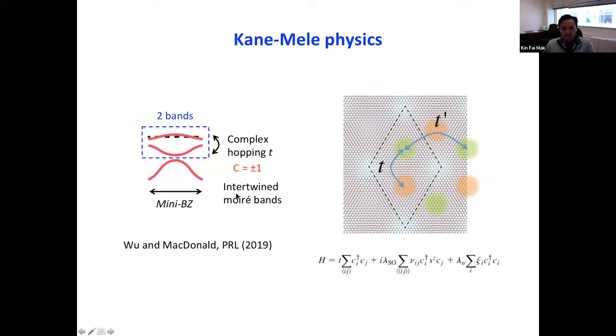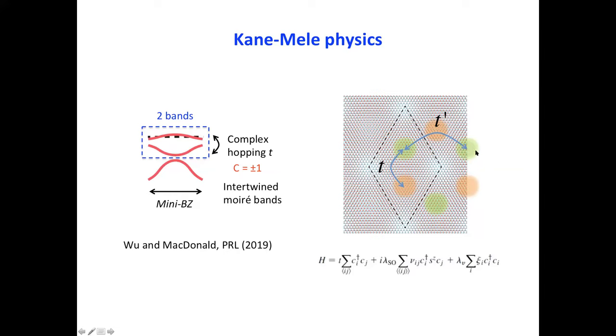Okay, then a year later, the same authors, Wu and MacDonald, figured out that if you do not consider an isolated band, but somehow intertwine the two flat bands through some complex hopping, then you can introduce topological Chern bands in the system. In this case, the low energy physics can be mapped to a Kane-Mele-Hubbard model, where the orbitals of each flat band form a triangular lattice. When you combine the two together, it forms a honeycomb lattice.